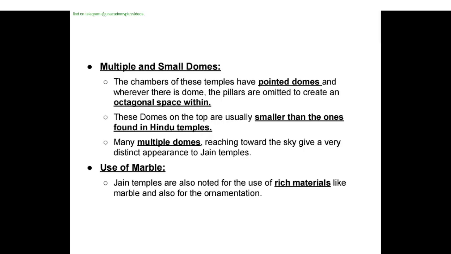Multiple and small domes. The chambers of these temples have pointed domes, and wherever there is a dome, the pillars are omitted to create an octagonal space within. These domes on top are usually smaller than the ones found in Hindu temples. Many multiple domes reaching towards the sky give a very distinct appearance to Jain temples. Use of marble. Jain temples are also noted for the use of rich materials like marble and also for the ornamentation.